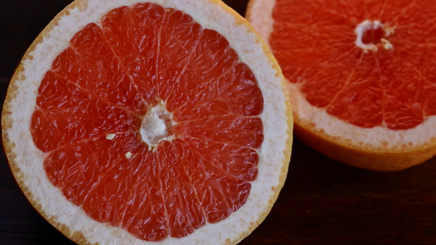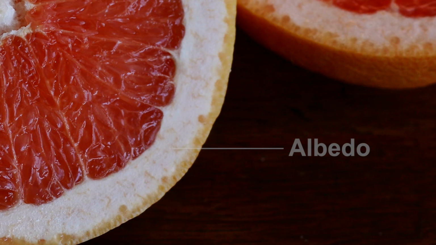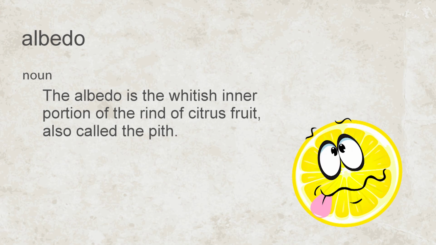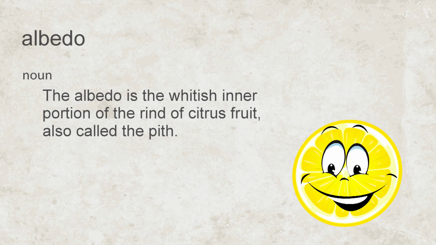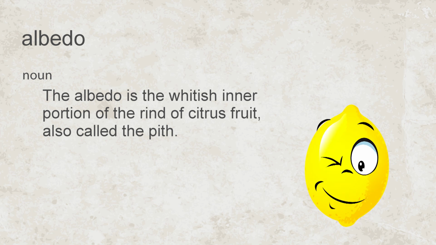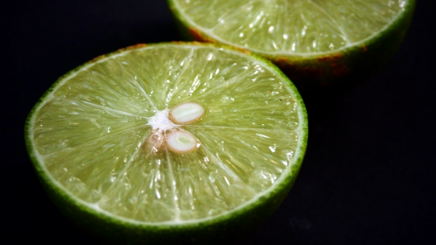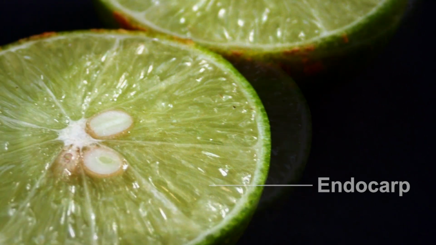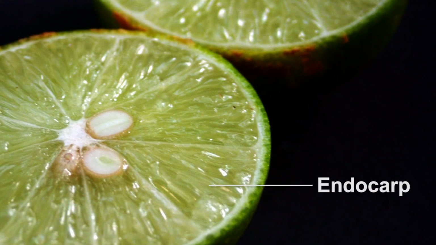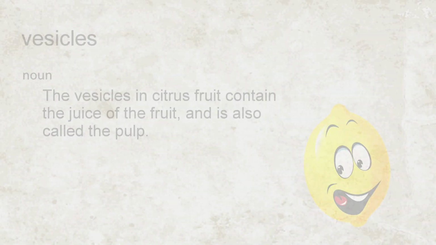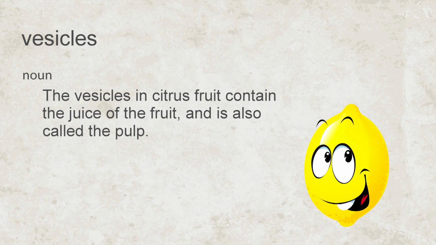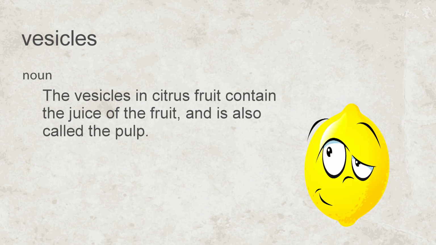The mesocarp contains loosely packed cells with many air spaces, which later become the albedo. The albedo is the whitish inner portion of the rind of citrus fruit, also called the pith. The endocarp contains the segments and juice vesicles and becomes the edible part of the fruit. The seeds, if present, are found within the endocarp. The vesicles in citrus fruit contain the juice of the fruit and are also called the pulp.